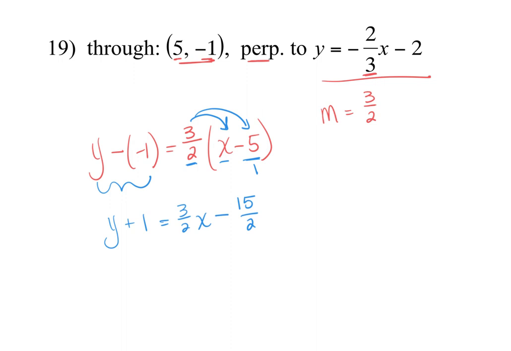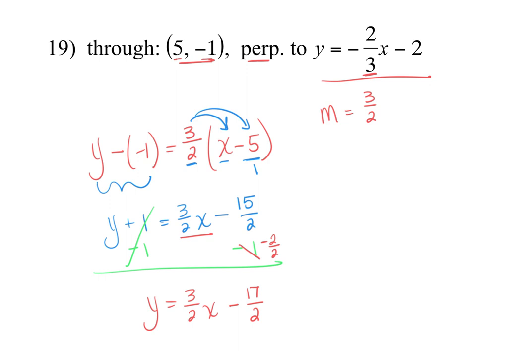And then I just have to get y by itself. So subtract 1. Once again, I need a common denominator. 1 over 1, multiply by 2, so that's 2 over 2. All right. So I have on the left-hand side, I do have my y by myself at this point. My 3 halves x will not change. And I have negative 15 minus 2. That's going to give me negative 17 halves. Negative 17 halves. And that is my answer here.